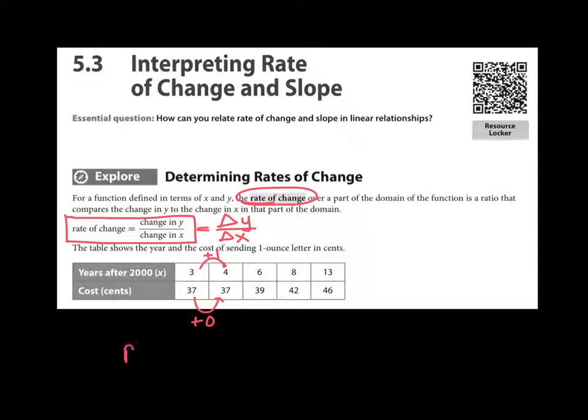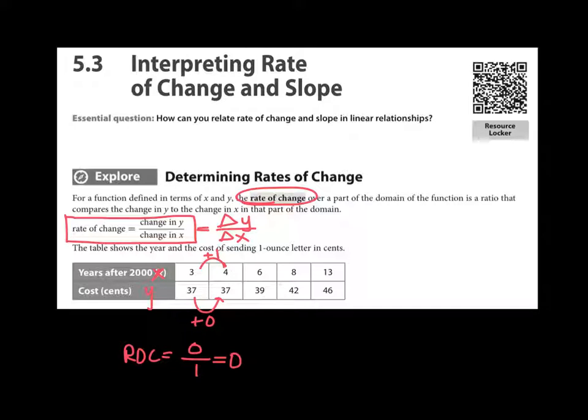If I was to find the rate of change, I'm going to abbreviate that ROC, I want to look at the change in x over the change in y. Oh, I'm sorry, I said that backwards. The change in y over the change in x. So my change in y is down here at the bottom. That's 0 over 1. Now, 0 divided by 1 is just 0. If you weren't sure, you could use your calculator.